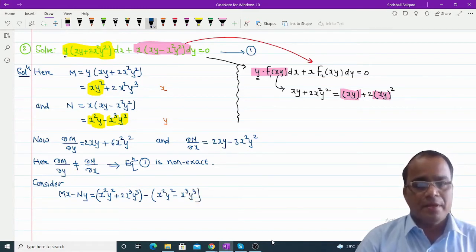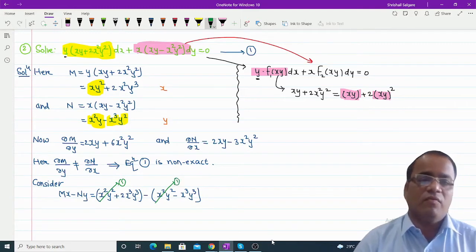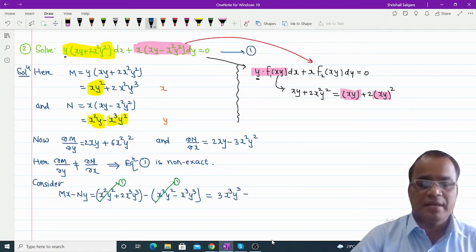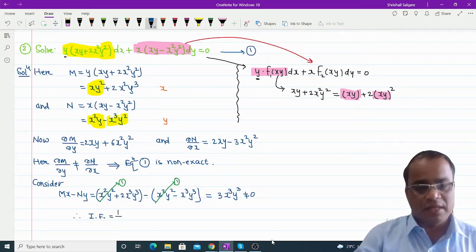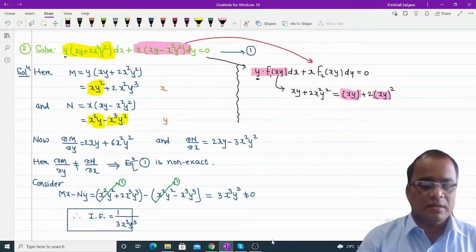Now simplify. Here you can notice that this x square minus y square and this x square minus y square, the term 1 cancels with the term 1. So what is the remaining factor then? 2x cube y cube minus x cube y cube becomes, it will be better if you respond, okay, and which is not equal to 0. So therefore the integrating factor is given by the reciprocal of this. What is the reciprocal then? 1 upon 3x cube into y cube. This is your major step. So this is your integrating factor.